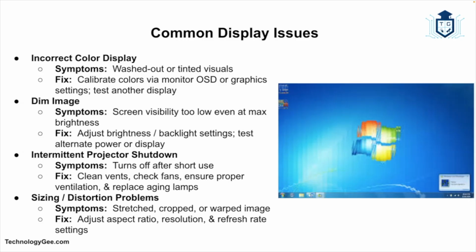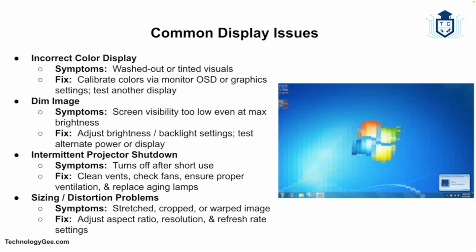There's also the issue of a dim image. So a dim display is often a sign that the brightness is set too low, but it could also indicate hardware failure. And the symptoms are the screen is too dark even at full brightness, or the display is barely visible in normal lighting. How you troubleshoot this is you want to check your brightness settings. So make sure the brightness settings are correctly adjusted, and you can find this option in the display's OSD menu or via the operating system settings.